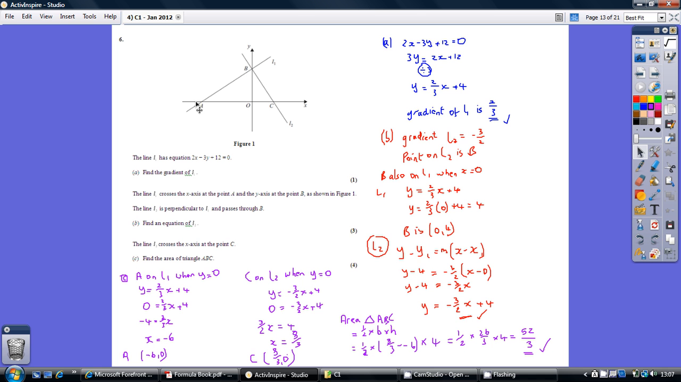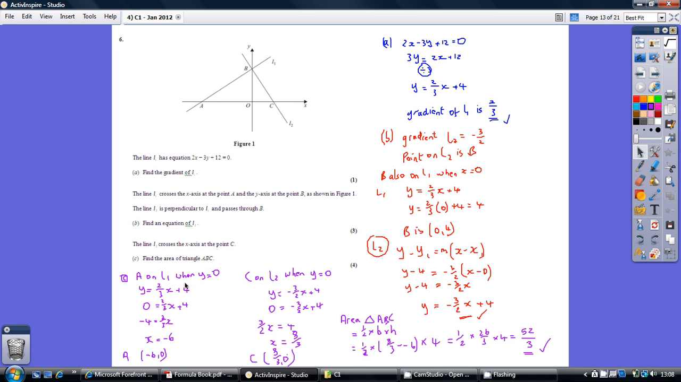Once we know these, we can work out the length of the base, and once we know that, we know the area of a triangle is half times base, which will be that length, times the height. Well, we know the height is 4 because we've already worked out the coordinate of B. So we're kicking off by working out points A and C.